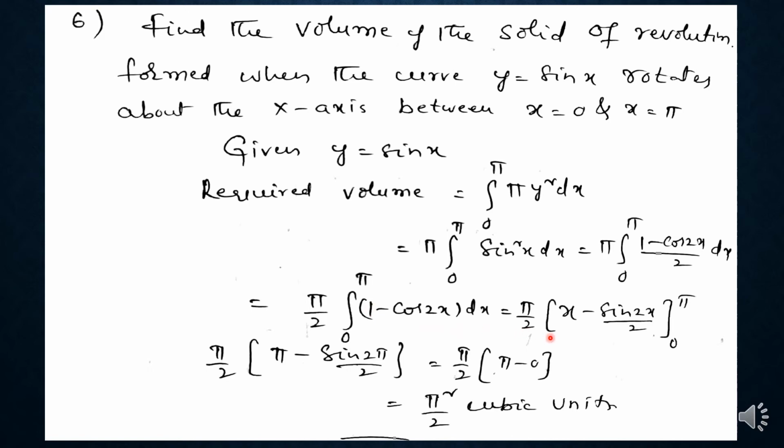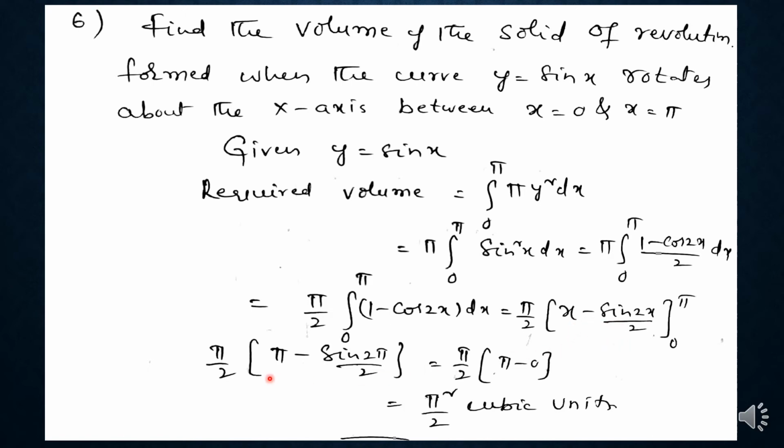Pi by 2 into: integral 1 dx is x, minus integral cos 2x dx is sin 2x by 2, from 0 to pi. By substituting the upper limit and lower limit, that is pi by 2 into (pi minus sin 2 pi by 2), and minus, if we substitute the lower limit x is equal to 0, this becomes 0 minus sin 0. Sin 2 into 0 is sin 0, and sin 0 is 0. So the lower limit value becomes 0.